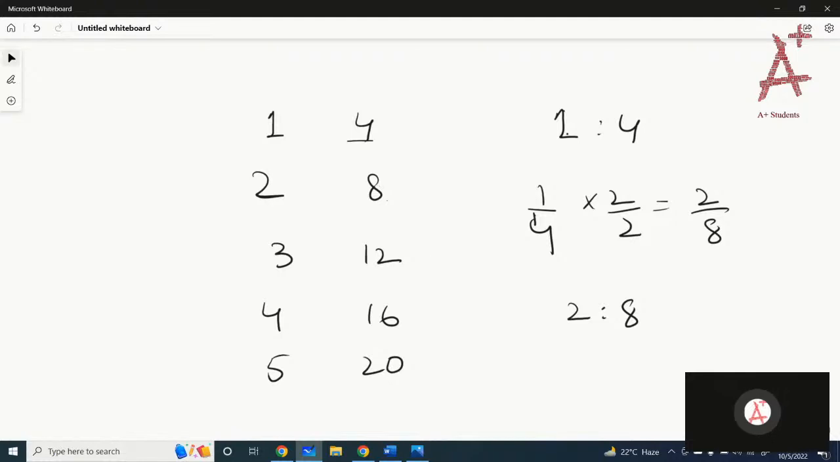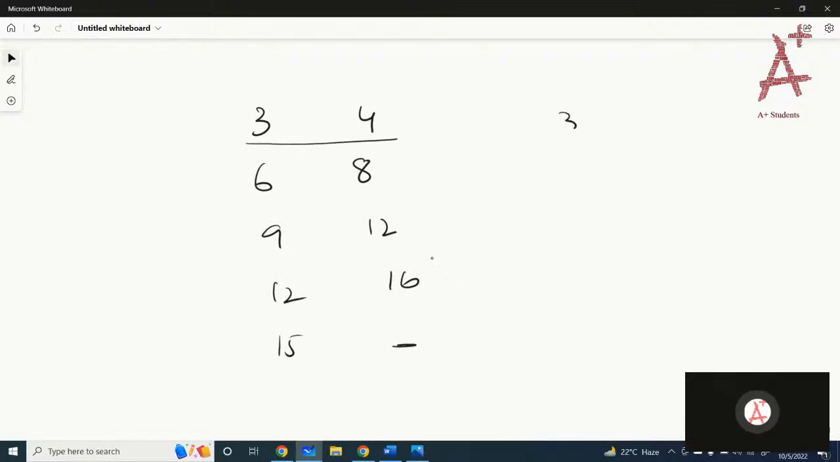So the next question is complete the ratio table, and the table is 3, 4, 6, 8, 9, 12, 12, 16, and 15 and the missing number. Okay, just look at the first ratio, that is 3 ratio 4. So write them as a fractional form. It would be then 3 by 4. You have to find the fifth ratio, 1, 2, 3, 4, 5.